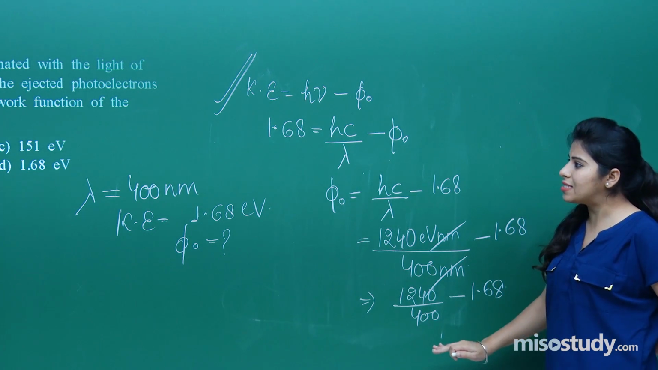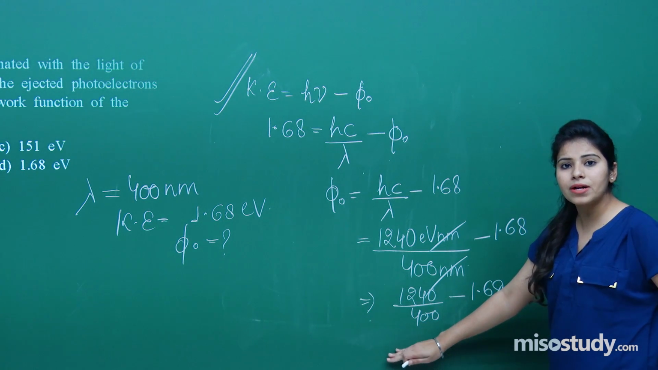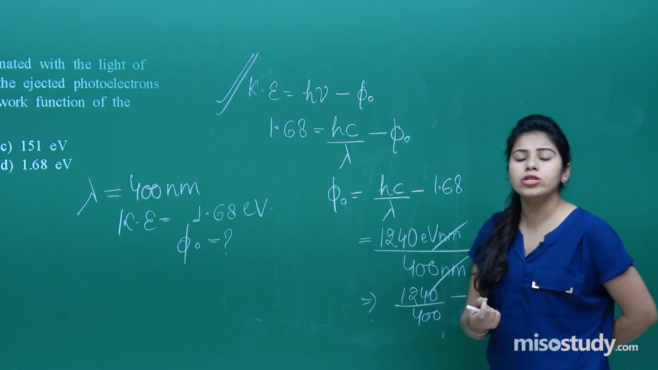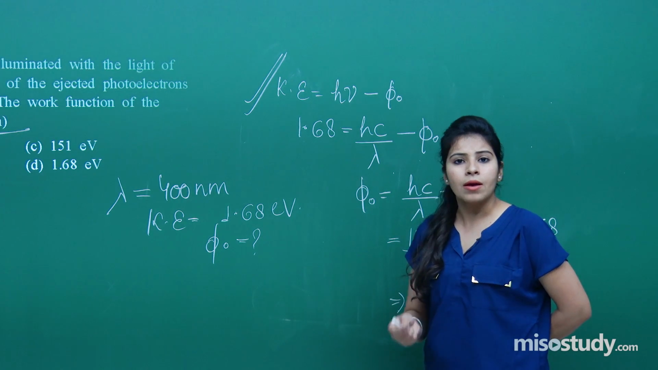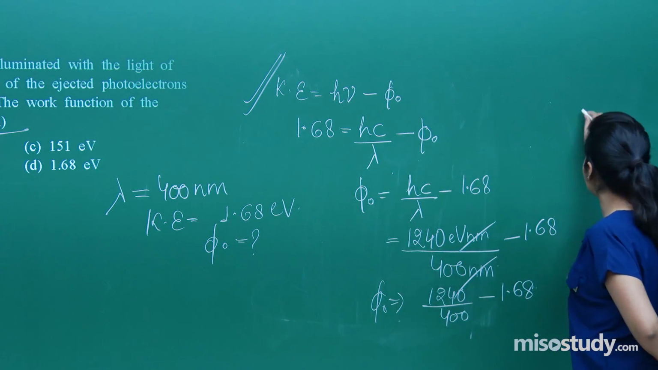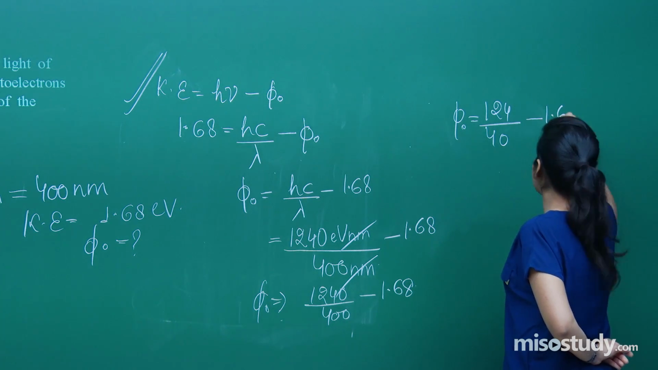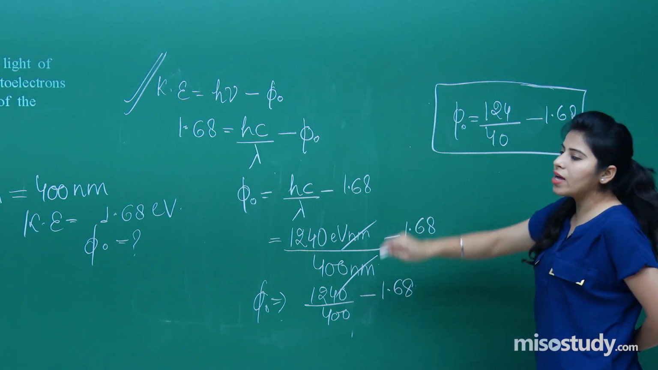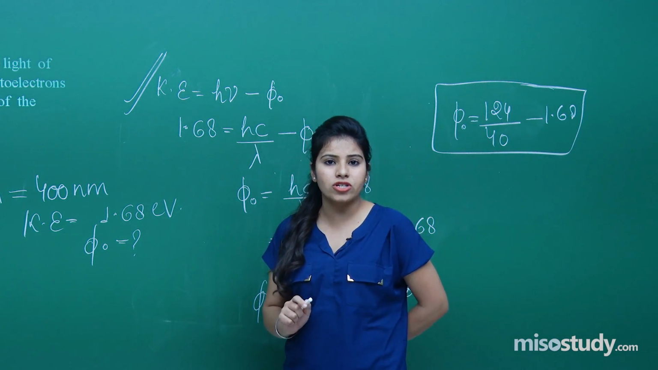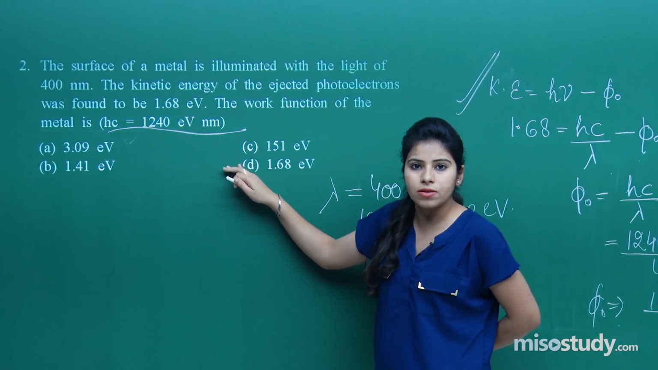Now you can solve it very easily, and whatever number comes out here will be your work function. I have just told you how to approach this question, but the answer will be given by you. Let me write again, that would be 1240 by 400 minus 1.68. Just solve for this and find the value. Use your calculators and bring out the value of this equation, right? So whatever your value is, you just have to tick whichever is the correct option.